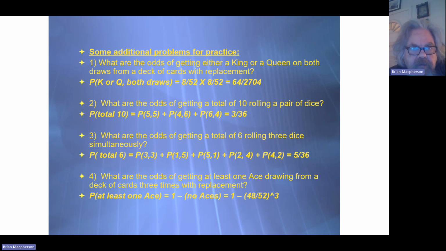On the second one, it's 8 out of 52. If you replace, then it's just going to be 8 out of 52 times 8 out of 52. What are the odds of getting a total of 10 rolling a pair of dice? All right, well, altogether, there are three options, so it's going to be 3 out of 36.